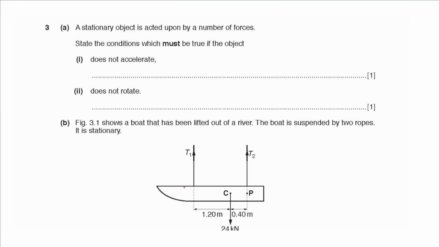Question 3a says a stationary object is acted upon by a number of forces. State the conditions which must be true if the object first does not accelerate and second does not rotate. For no acceleration, we need no resultant force, and for no rotation, we need no resultant moment or torque.